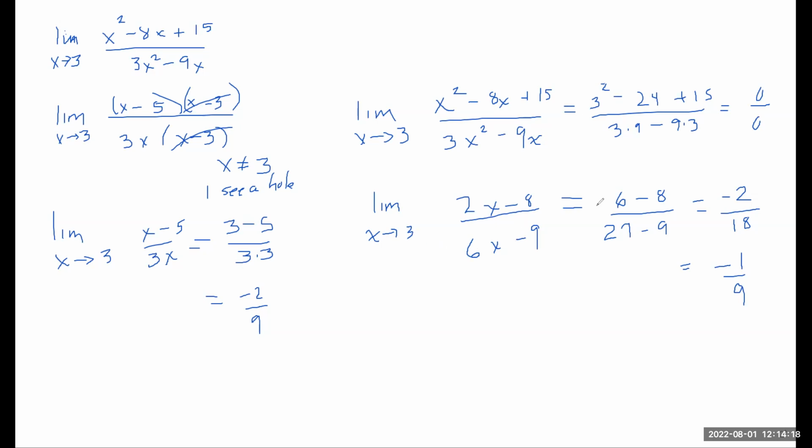Now I've got 6 times 3, which is 18. And 18 minus 9, which is 9. So I had to make sure I could take the derivative of the numerator and the denominator. My algebra actually wasn't too bad. The derivatives weren't too bad either. Get the same answer. L'Hopital's rule.